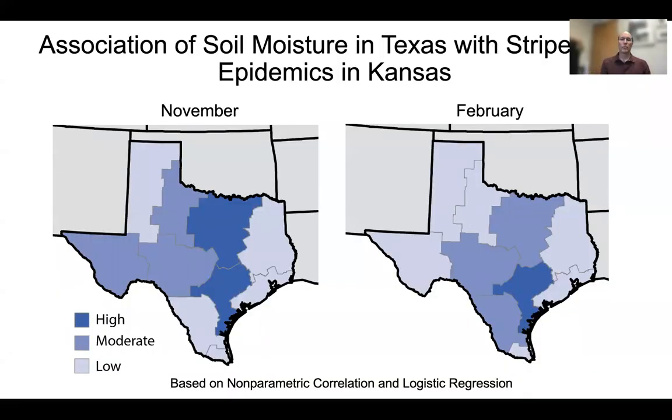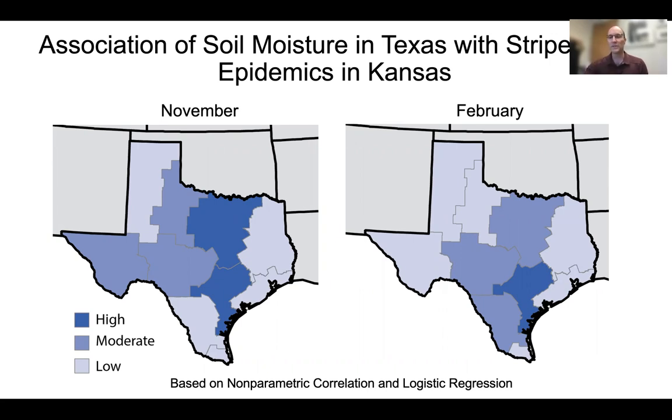So let me get right to some of the key results here. We found that soil moisture was probably a better indicator of some of the disease epidemics than either temperature or rainfall. In this case, the Palmer Z index, which is part of the overall Palmer Drought Severity Index that's widely used in the United States, was strongly associated with striped rust outbreaks in Kansas.